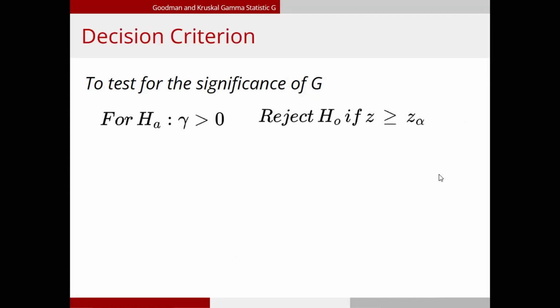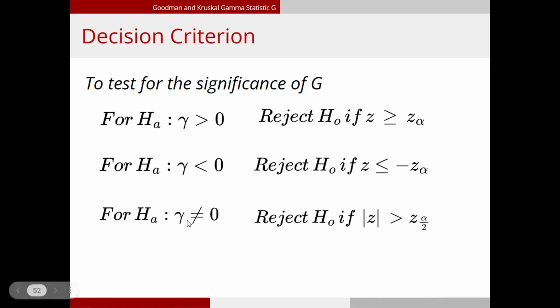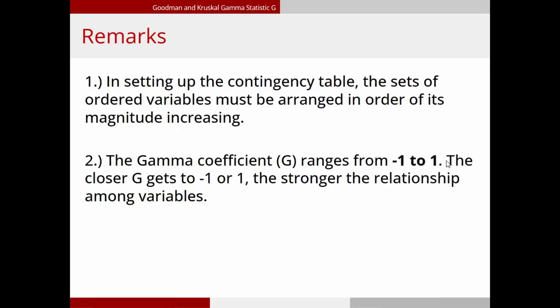So here are the decision criterions. For the alternative hypothesis that gamma is greater than 0, we reject H null if Z is greater than or equal to Z sub alpha. For the alternative hypothesis that gamma is less than 0, we reject H null if Z is less than or equal to negative Z sub alpha. And for the alternative hypothesis that gamma is not equal to 0, we reject H null if the absolute value of Z is greater than Z sub alpha over 2. And as always, we use table 8.1 for these critical values.